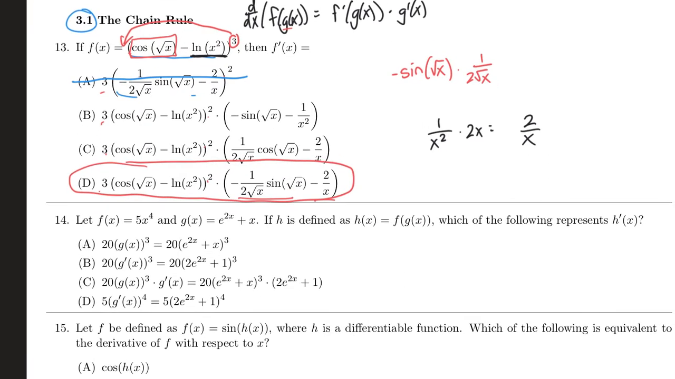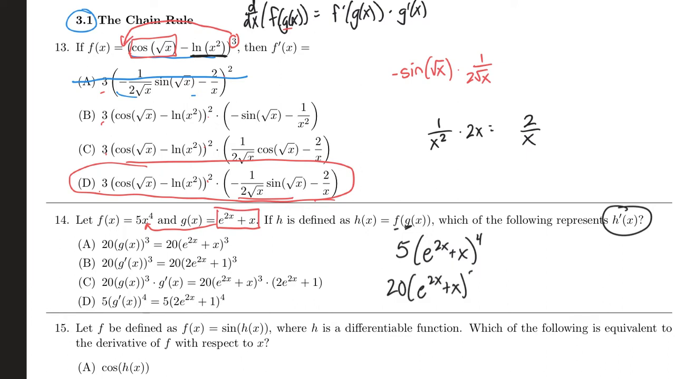For 14, h is defined as putting g inside of f. So when we put g inside of f, we're taking all of this and putting it in for that x there. So it's going to look like 5. Instead of x, we're going to write all of g of x to the 4th. And then when we take the derivative of this, the most outside thing is that power of x, so that's going to come down. And we subtract 1 from the power, and then we multiply by the derivative of the inside.